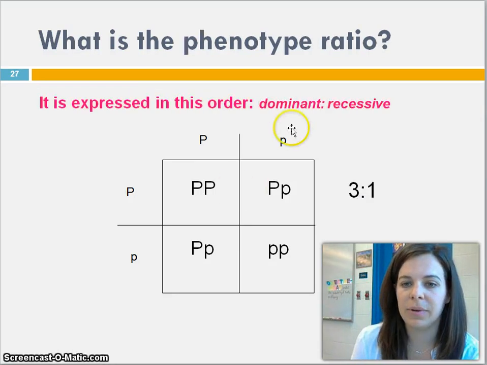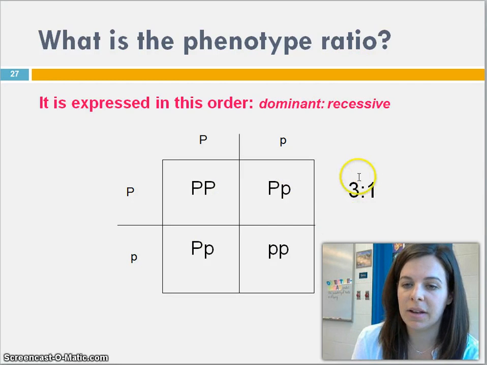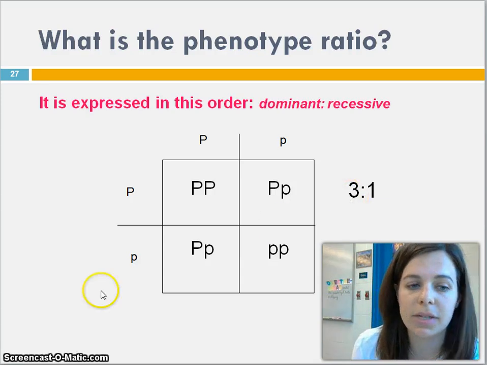The phenotype ratio is expressed in dominant and recessive, because you can only have a dominant phenotype and a recessive. In this case, we have 3 plants that are purple, which is this first number, and 1 plant that is white, which is the second number. So our phenotypic ratio for this cross is 3 to 1.